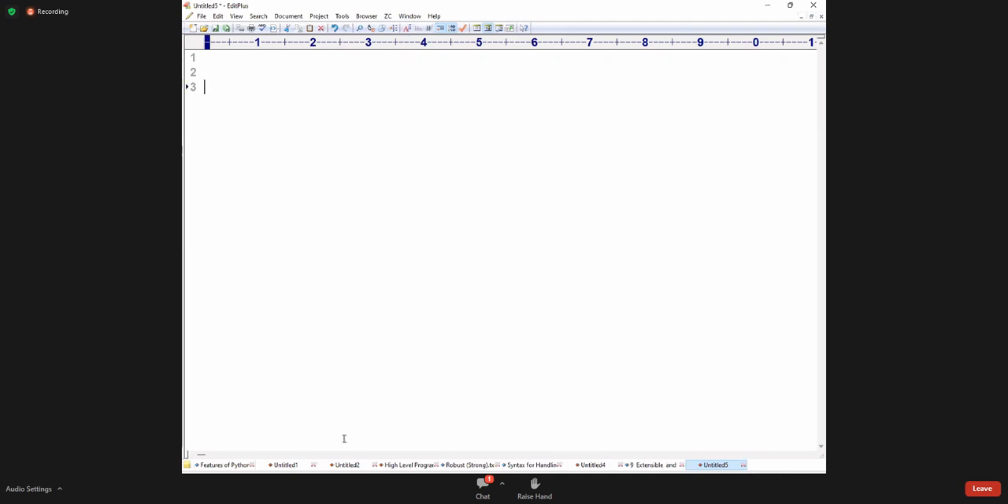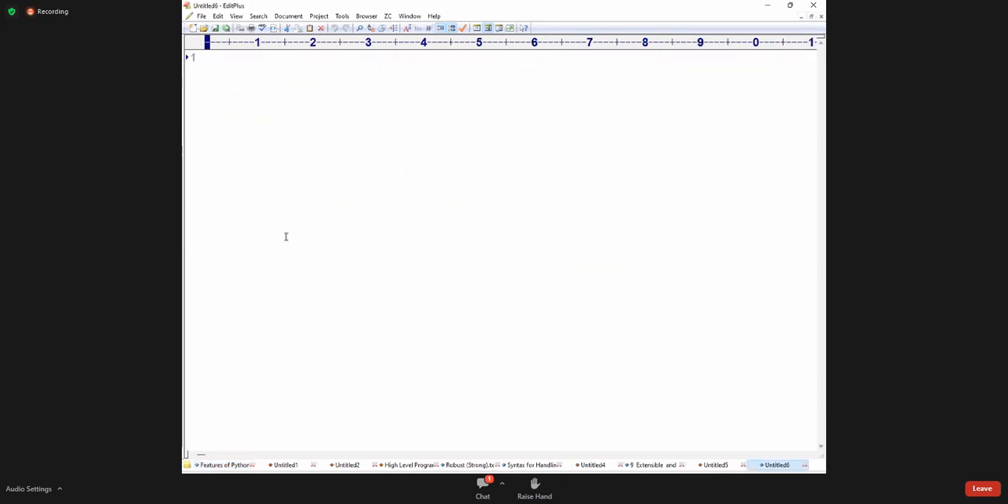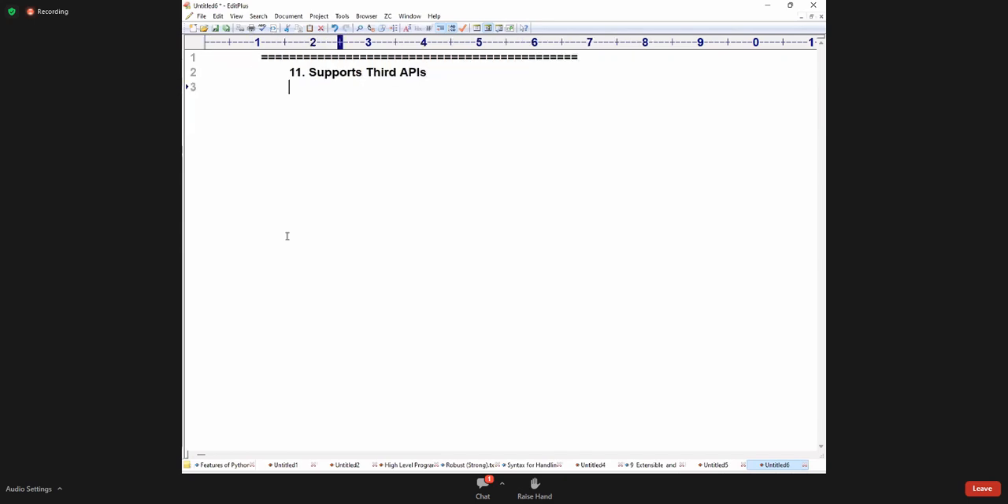Come to the point next. I'm going to introduce the next feature, the last feature. Did you understand embedded and extensible? Now I am entering into the other party, third party software. I'm going to introduce one more very important thing. What is it? Third party APIs. Third party APIs are also very important in the real world.